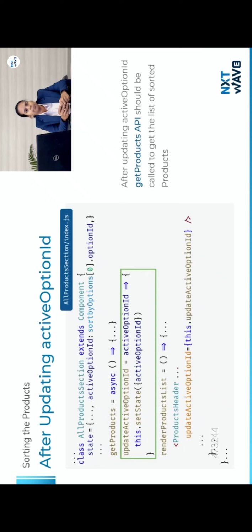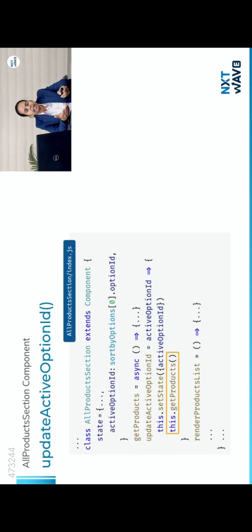So this is the requirement that we have, right? So then what do we have to do? Where is the active option ID being updated? In the update active option ID method, right? So within that, you can see that we are setting the state. So we can directly call the API call here in this method, right? There you can see, after the set state, we are calling this dot get products. Okay, let's try to do this.